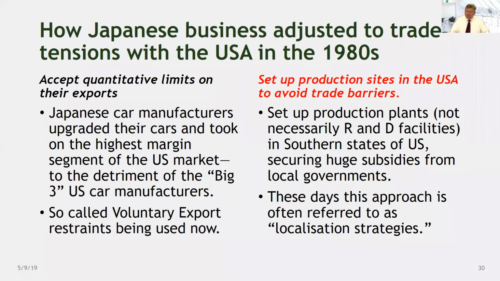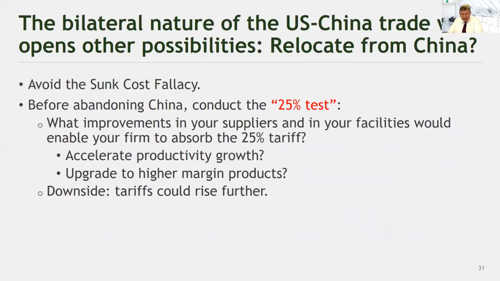Now, this sort of tariff jumping foreign direct investment, as it's technically called, has a 21st century form. People call these now localization strategies, which is moving production closer or more local to your customer. So these two strategies were available to Japanese firms and are available now.